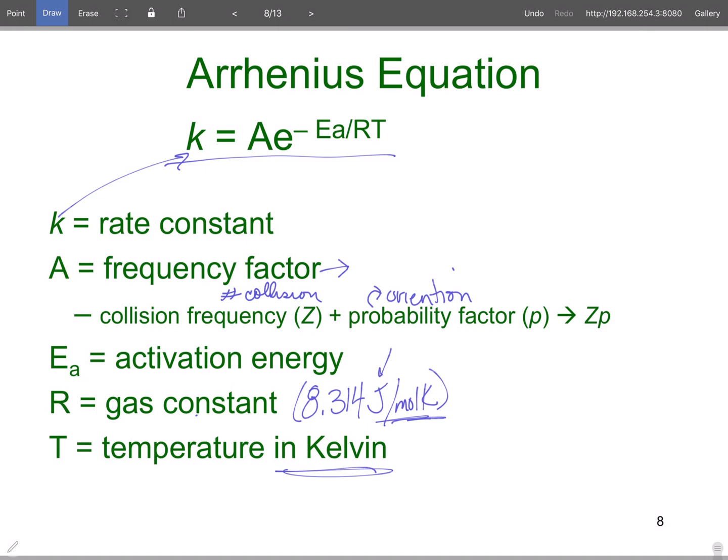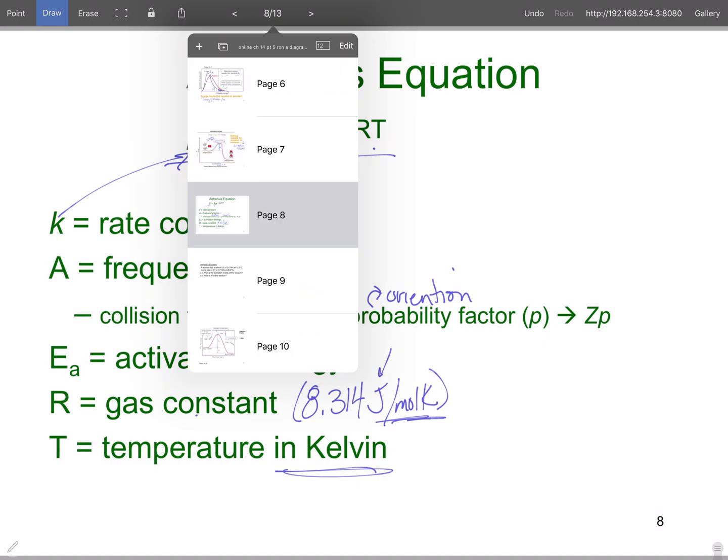All right. So if we look at this, if we know the rate constant and we know the temperature, we can solve the activation energy if we know A. And A is our problem child. So an easy way to determine this is to compare two temperatures with two rate constants, because the A factor will be constant and it will fall out.